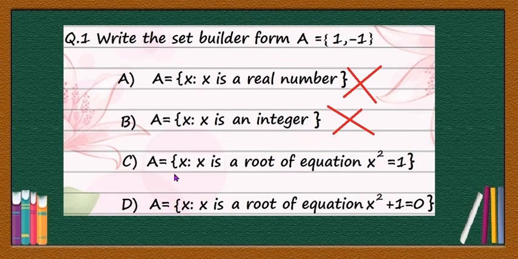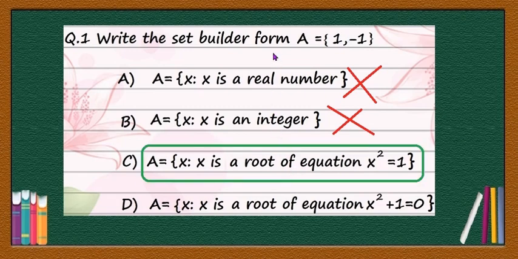Now come to the third option, A = {x : x is a root of the equation x square = 1}. What are the roots of the equation x square = 1? That is, +1 and -1. And here there are only two elements, 1 and -1. Therefore, this set and the given set are equal sets, and that's why option C is the set builder form of the given set. In the fourth option, there are no real roots for this equation, and therefore this set is an empty set.